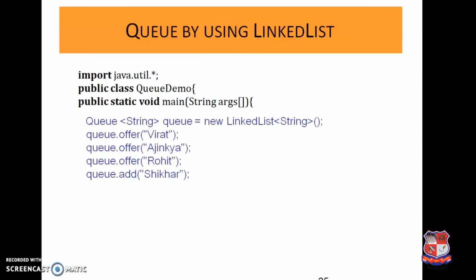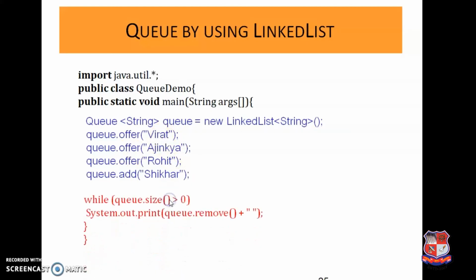Now we can take an example of a simple queue by using LinkedList. So by using LinkedList we can implement a queue. The LinkedList will be the physical object, and that LinkedList will be accessed in the form of the queue interface. With the offer method, we will be able to insert elements, and we can also use the add method for inserting elements. Like we have inserted 4 elements here.